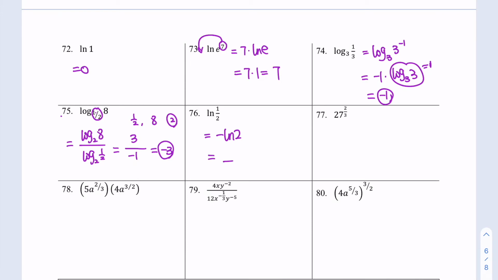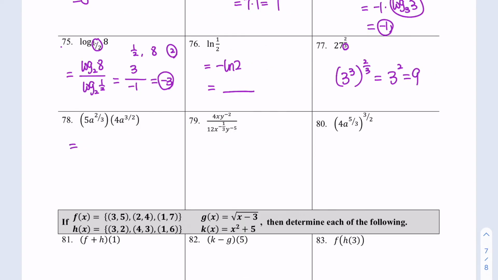We have to use our calculator for this one. Number 77. For 27, because we have a 3 here, we are going to write 27 as 3 to the 3rd. So this will be 3 squared, which equals 9. Number 78. We multiply the two constants, 20. Same base, a, so for the powers, we just need to add them together. So 20 times a to the 6 over 4 plus 9, 20 times a to the 13 over 6.